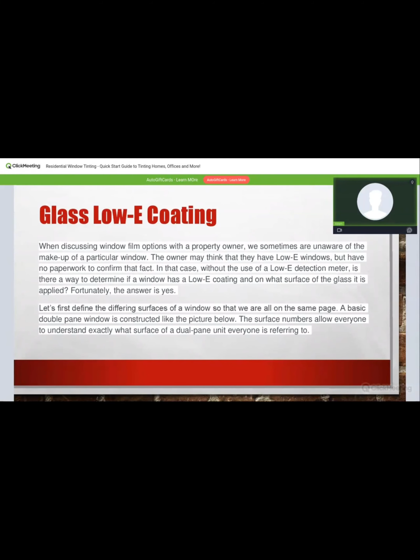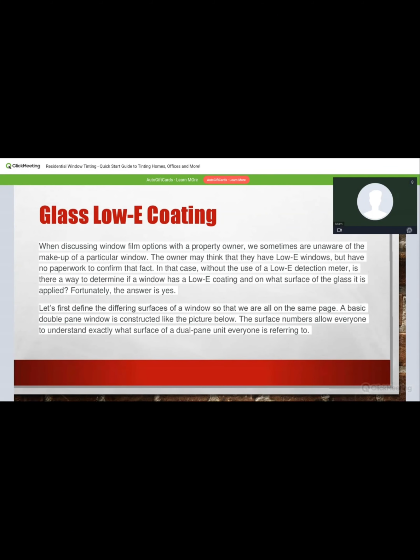Now, most windows out there in the home are actually low E coated glass. So we need to determine where that coating is on the glass. Low E coating on windows actually helps prevent UV from entering the house. So if we put film on windows that have this low E coating, it can either make it worse or not put that UV coating in there. So when discussing window film options with a property owner, we sometimes are unaware of the makeup of a particular window. The owner may think they have low E windows, but no paperwork confirmed that in fact.